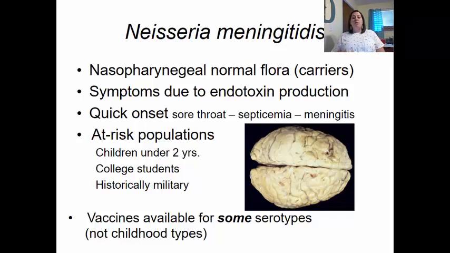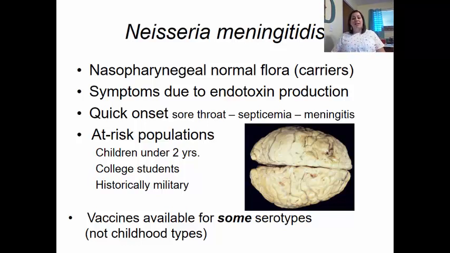The people or the groups who are at risk are children under the age of 2 years, as well as college students and historically the military. And the reason why college students and the military have been a potential risk population is due to the close contact when individuals live inside of dormitories. All right, so they're in close contact with people, and so it can potentially spread very quickly.